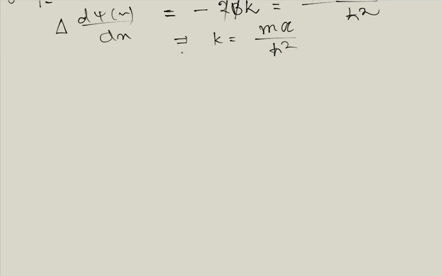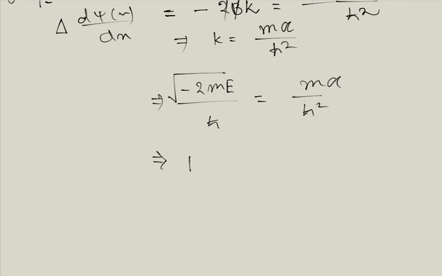And what was k from the definition of k? It was root of minus 2mE by h bar square, where E was the total energy of the system. When we solve it for the energy, what we get is that energy equals minus m alpha square by 2 h bar square.